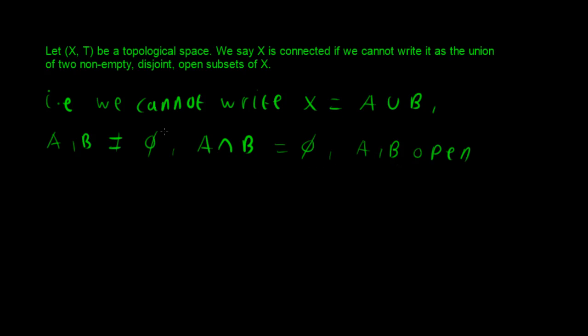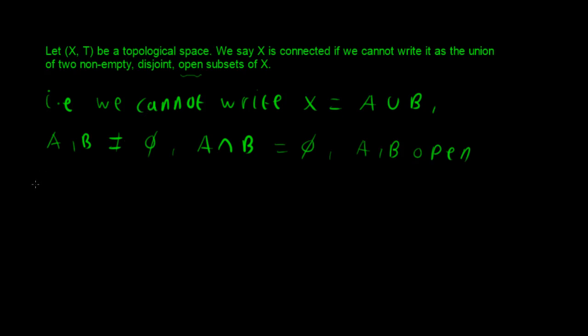Now, it's important to remember that open here means open in the topology capital T. So you have to be careful. If you've got a lot of different topologies on X, you need to be careful which one you're talking about when you use connectedness. Often in textbooks or notes you might have on this subject, they won't explicitly mention the topology, so you just need to be careful if there's more than one.